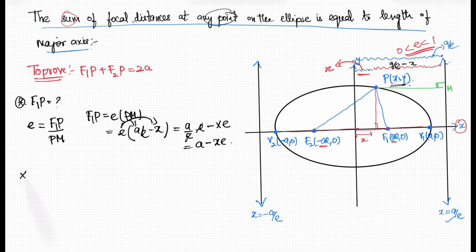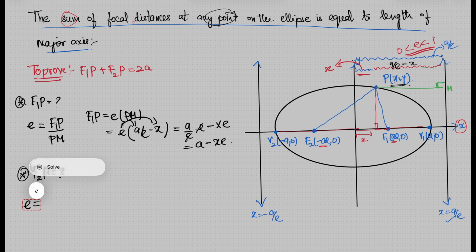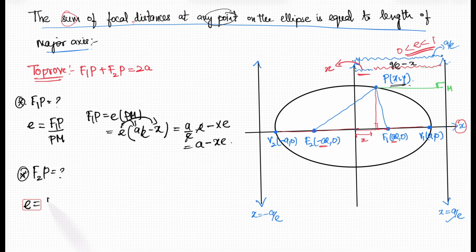Similarly I am going to find the distance F2P. To find F2P, the definition of eccentricity is as follows. e is equal to F2P over the perpendicular distance, and for the second focus, this particular directrix has to be used. So it is going to be PM bar. The M bar is going to be over here. So this is the distance that we are talking about. So the PM bar distance has to be found out. So F2P is equal to e times PM bar.